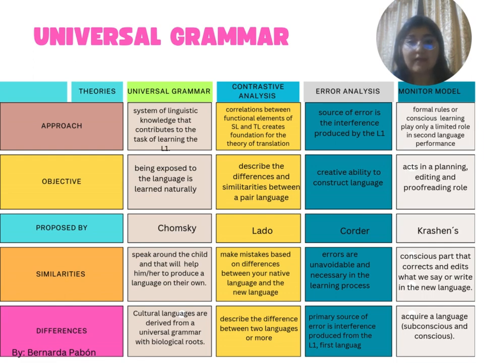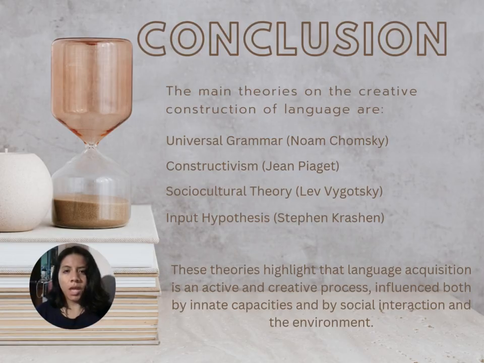Contrastive analysis describes the differences and similarities between a pair of languages. In error analysis, errors are inevitable and necessary in the language learning process. The monitor model is the conscious part that corrects and edits what we say or write in the new language. Cultural languages are derived from a universal grammar with biological roots. Thank you.